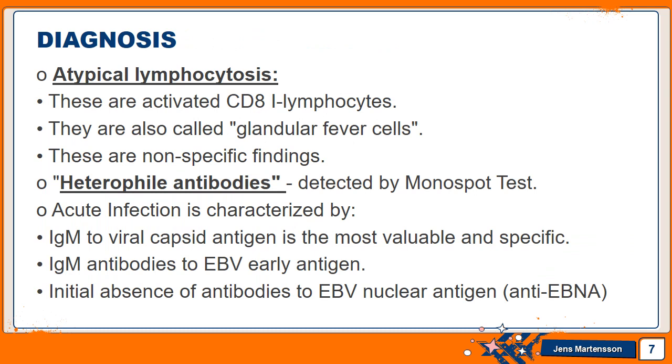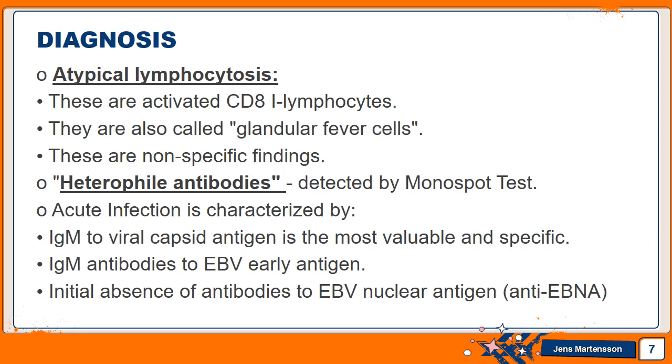So for the diagnosis, we will have to see atypical lymphocytosis, which is a non-specific finding, but reactive lymphocytosis and atypical lymphocytosis is important. And these are the activated CD8 T lymphocytes, also known as glandular fever cells. And we can also detect heterophile antibodies by using the monospot test, also known as Paul Bunnell test. In the acute infection, there will be IgM to viral capsid antigen, which is the most valuable and specific antibody. IgM antibodies to Epstein-Barr virus early antigen.